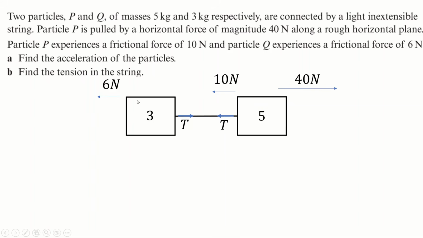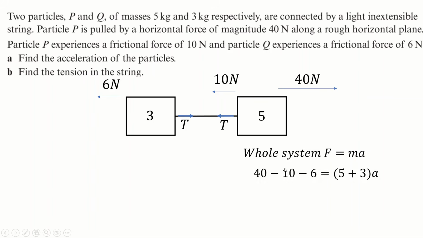You just consider the entire system and do F equals ma. So 40 minus 10 minus 6 is the force, equals the total mass, which is 5 plus 3, times the acceleration. The forces could also include T's, but I just put plus T minus T and they cancel. Of course, you could just work this out, you get a as this. And then that acceleration is equal amongst both of the particles. They're always accelerating at 3 in this scenario here.